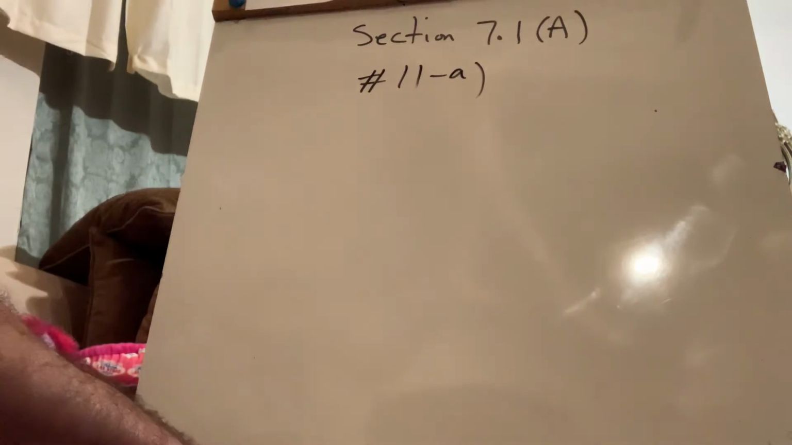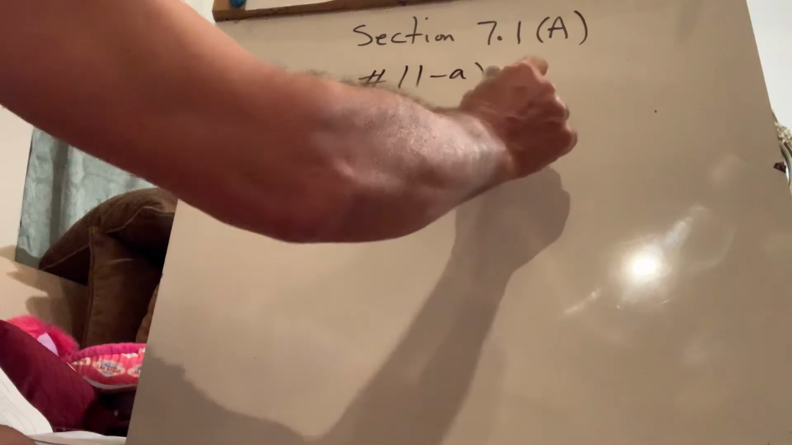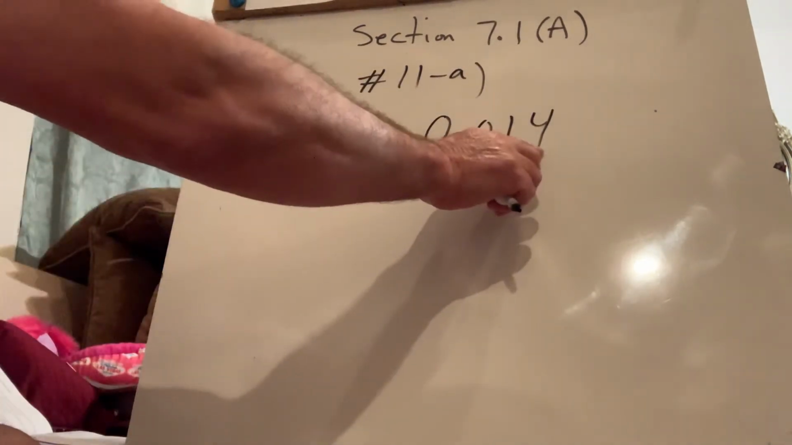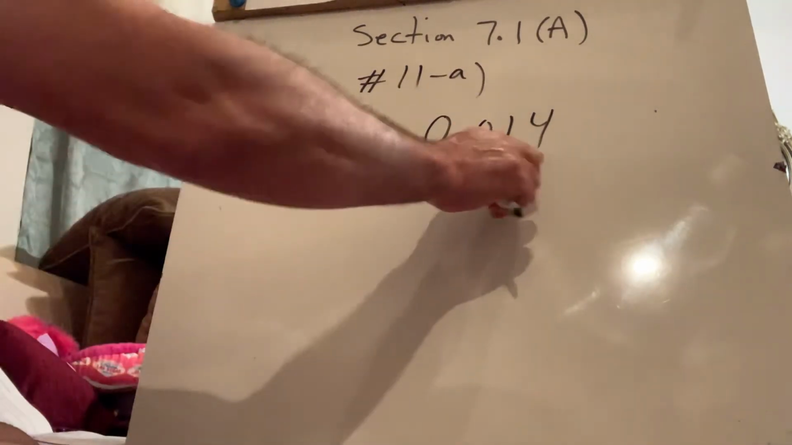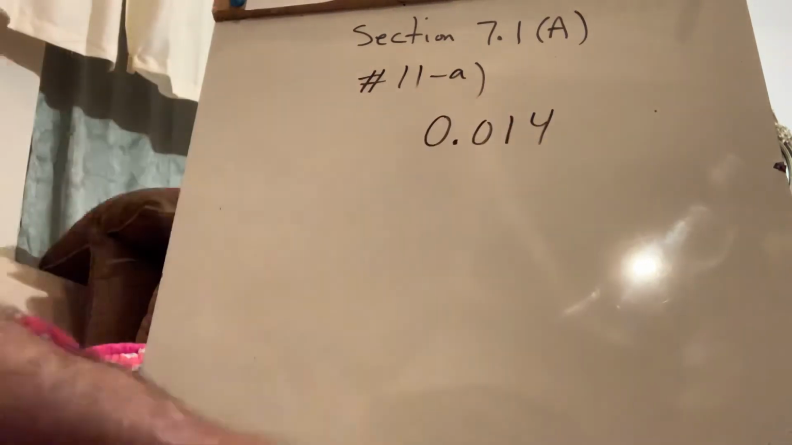Part A says a mite has body length of about 14 thousandths of an inch. So 14 thousandths, remember that will be 0.014. Now why? Because that 4 sits in the thousandths place. So you read that as 14 thousandths because of the position of its last digit 4.